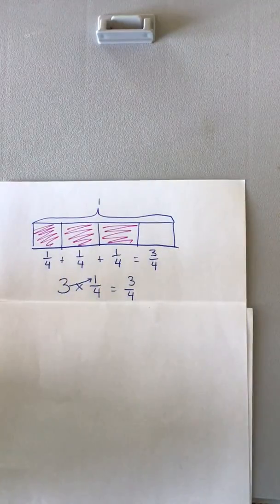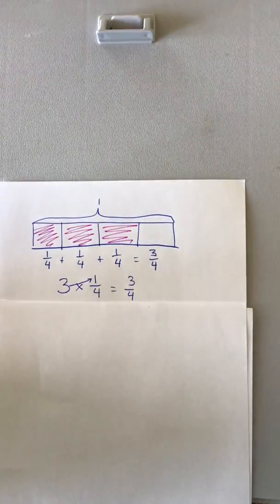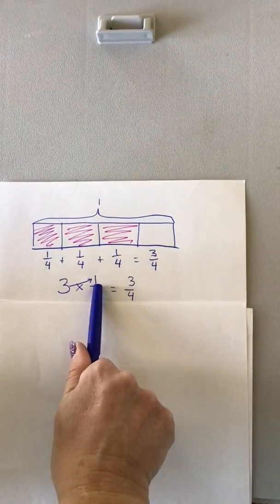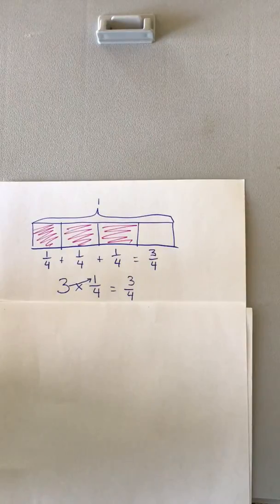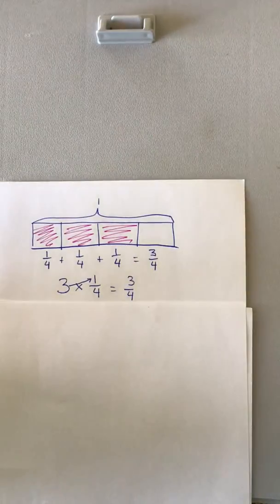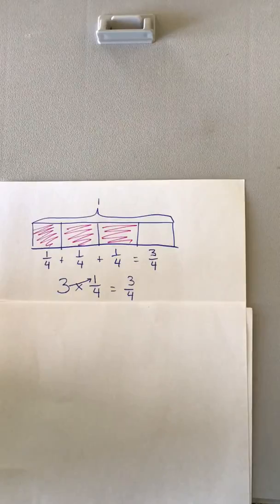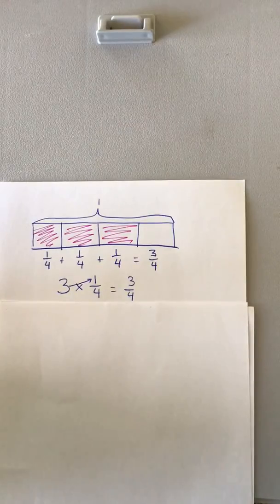Notice these didn't turn into smaller pieces. They didn't turn into 12, so I wouldn't say 3/12. I'm only talking about the number of units. So my unit fraction is 1/4. I have 3 of them, so that makes a total of 3/4. So that doesn't seem so hard, does it?